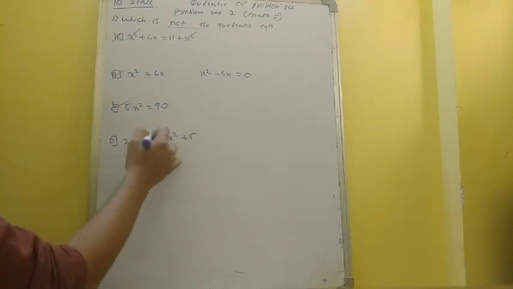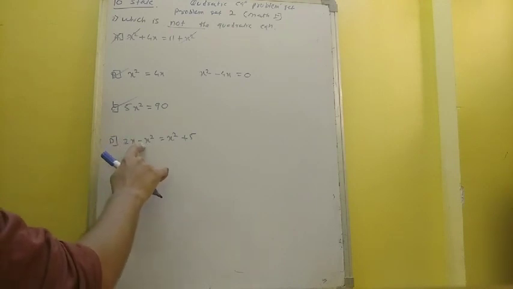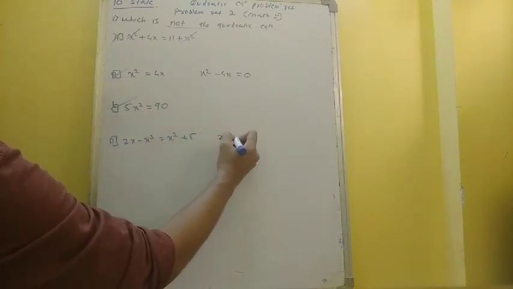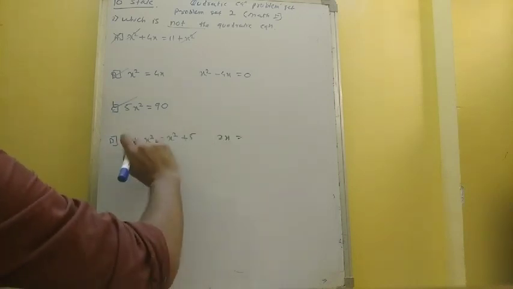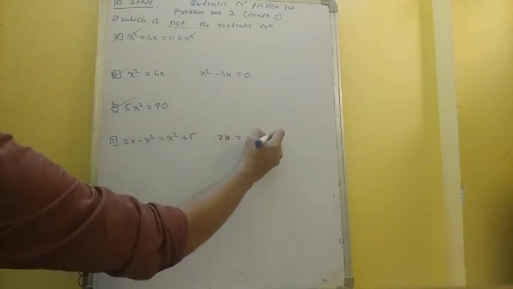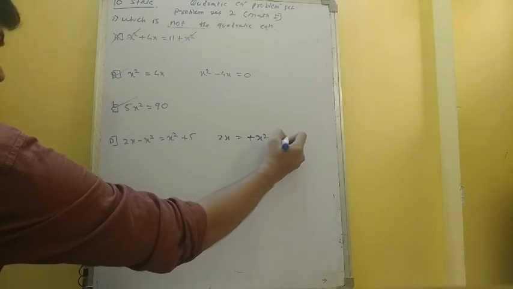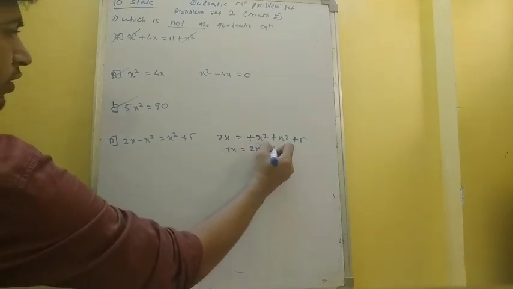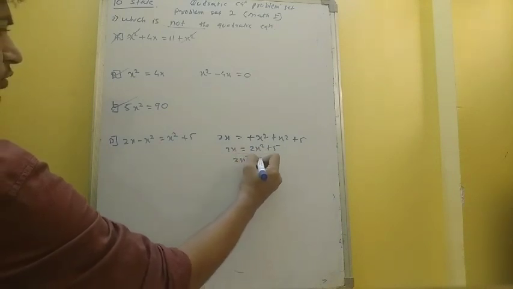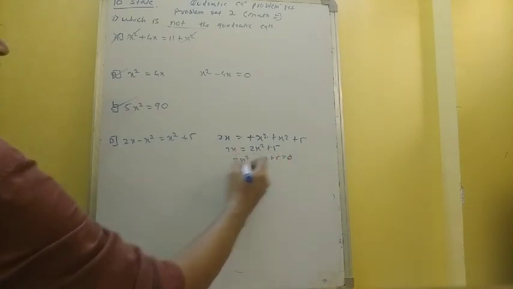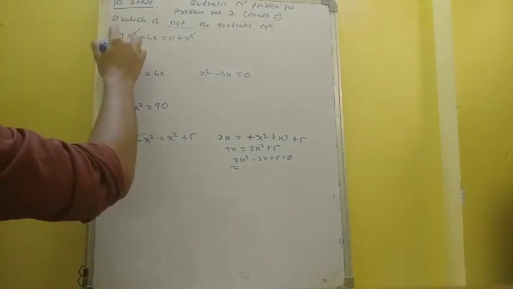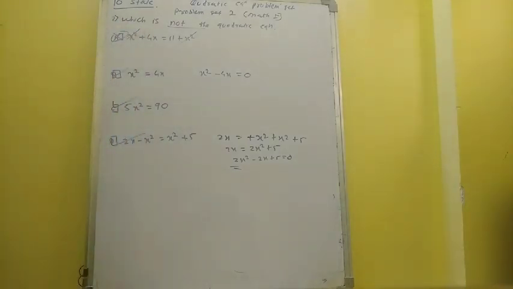Over here, see here also x square will not get cancelled because we have minus sign over here. We will just write it properly. 2x as it is. Minus x square will become plus x square plus 5. So we have 2x square minus 2x plus 5 is equal to 0. Yes, so this is also a quadratic equation. Which is not the quadratic equation? The first one where x square gets cancelled.